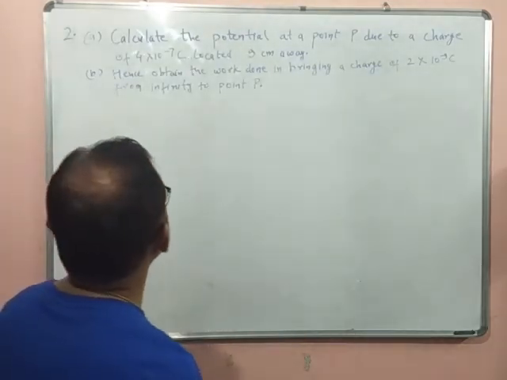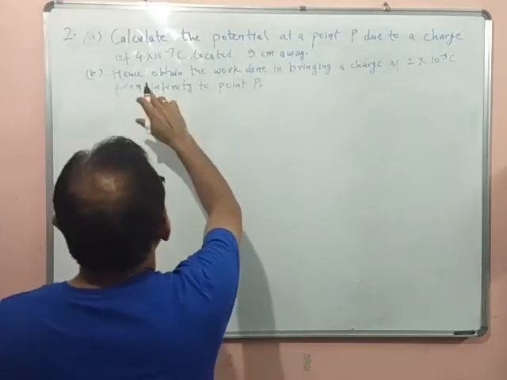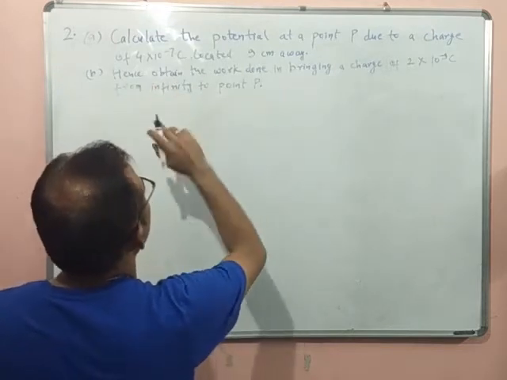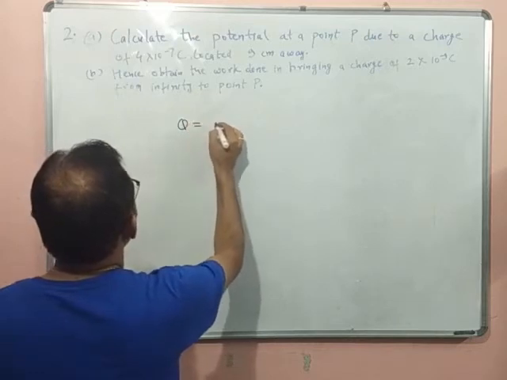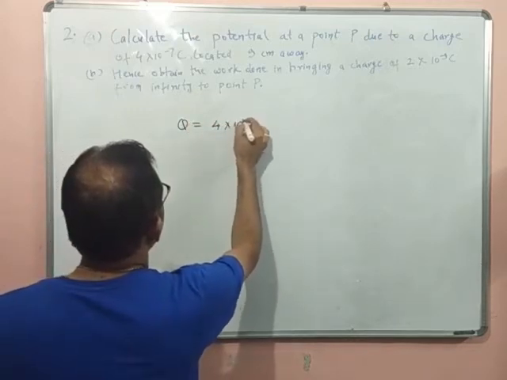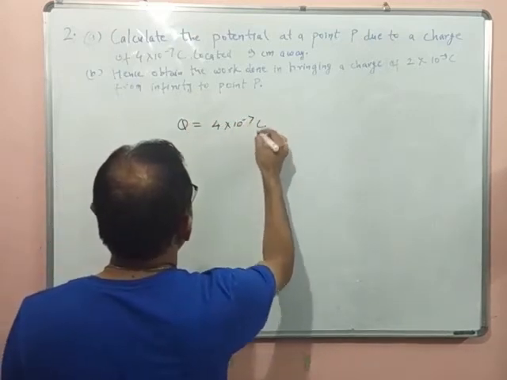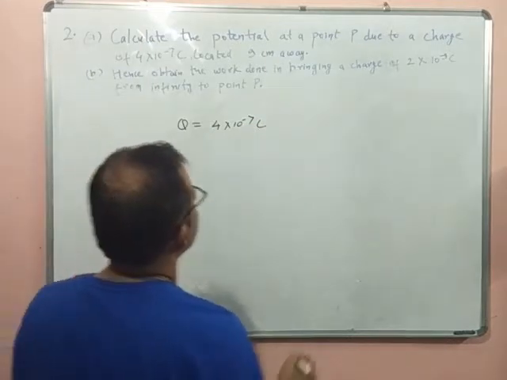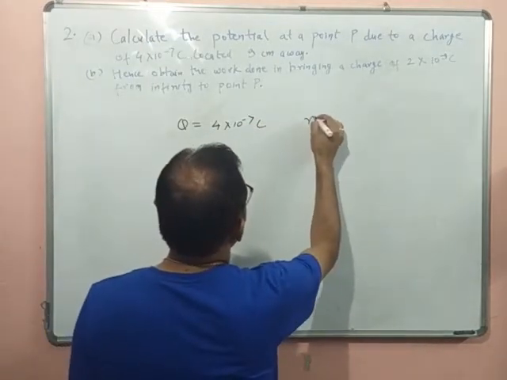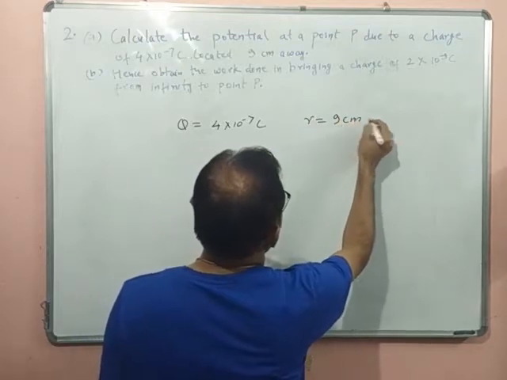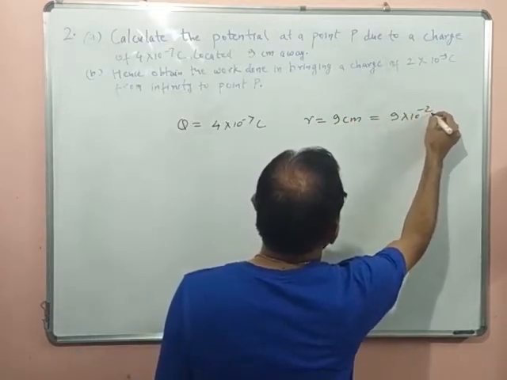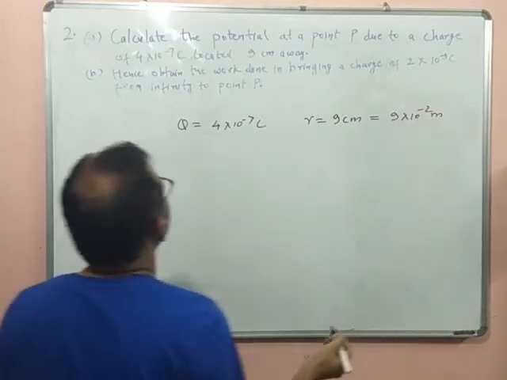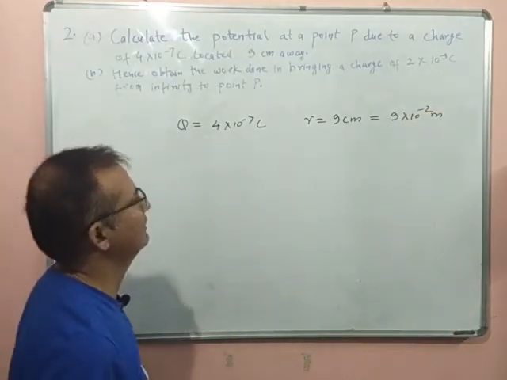First of all, what is given is the potential due to the point. The source charge value is given, Q is equal to 4 into 10 to the power minus 7 Coulomb, and the distance R is given as 9 centimeter, which is 9 into 10 to the power minus 2 meters. We have to calculate the potential at point P.